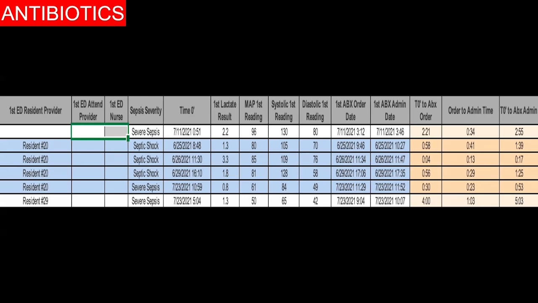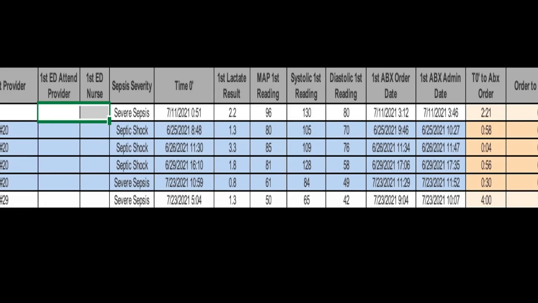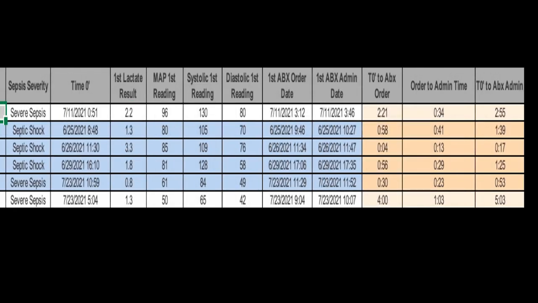We also determine time 0 to antibiotic order, which is the provider time, from time 0 to when they decide to order the antibiotic and actually place the order. And then order to antibiotic time, which is a nursing time. It's from the time that the antibiotic was ordered until the time that it was actually administered. And then the final column to the right is time 0 to antibiotic administration, which essentially tells us how we overall performed. Obviously, we want to keep that number less than 180 to ensure compliance with CMS.